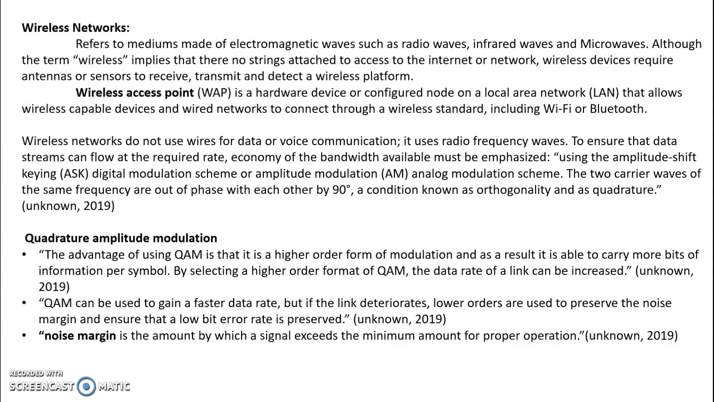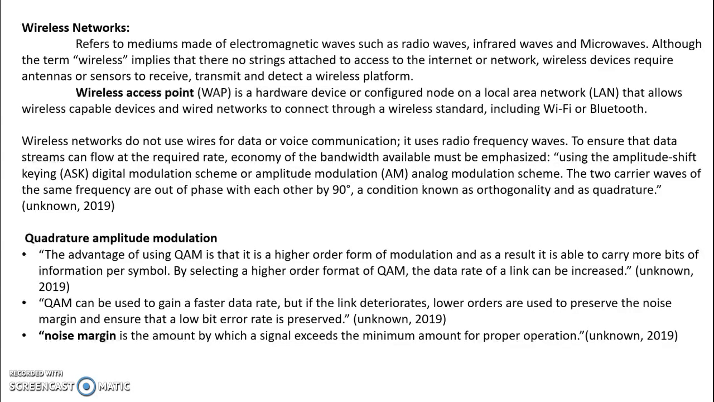A wireless access point is a hardware device or configured node on a local area network, or LAN, that allows wireless-capable devices and wired networks to connect through a wireless standard, including Wi-Fi or Bluetooth. Now, wireless networks do not use wires for data or voice communication. They use radio frequency waves. To ensure that data streams can flow at the required rate, economy of bandwidth available must be emphasized.